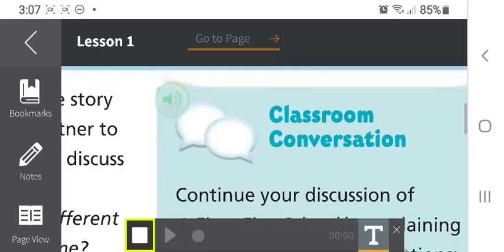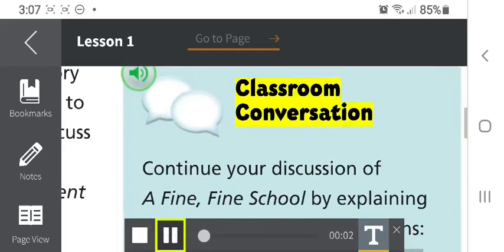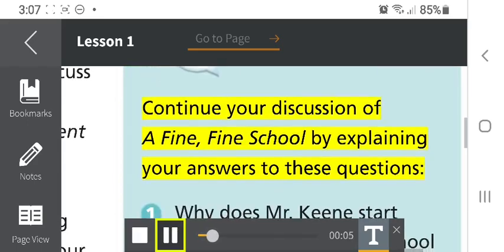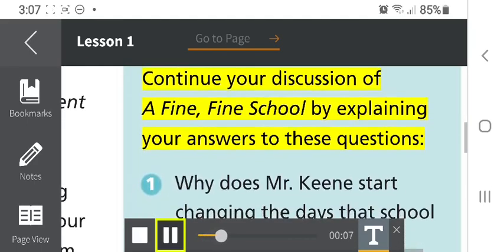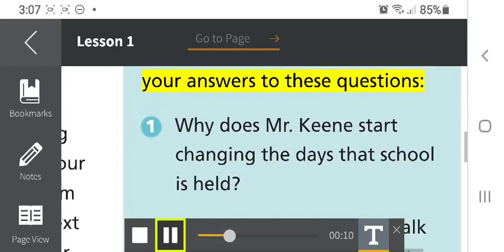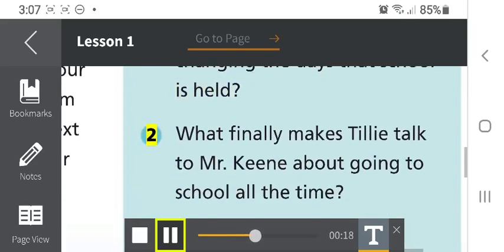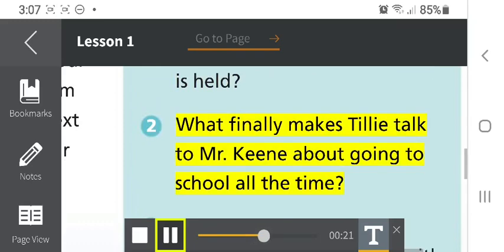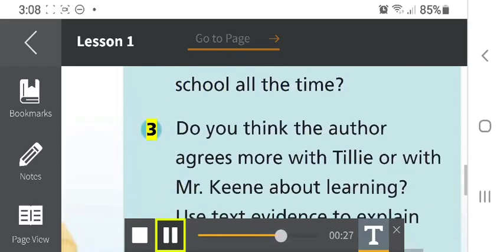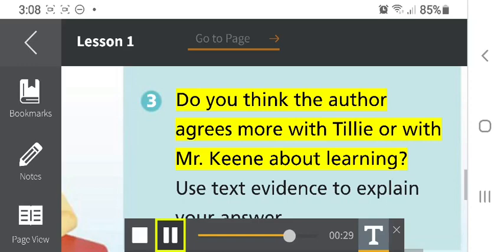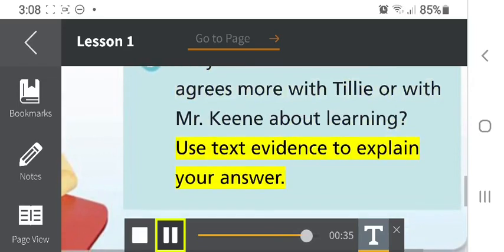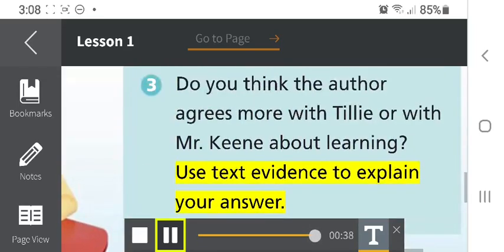Now here. Classroom conversation. Continue your discussion of a fine school by explaining your answers to these questions. 1. Why does Mr. Keene start changing the days that school is held? 2. What finally makes Tilly talk to Mr. Keene about going to school all the time? 3. Do you think the author agrees more with Tilly or with Mr. Keene about learning? Use text evidence to explain your answer.